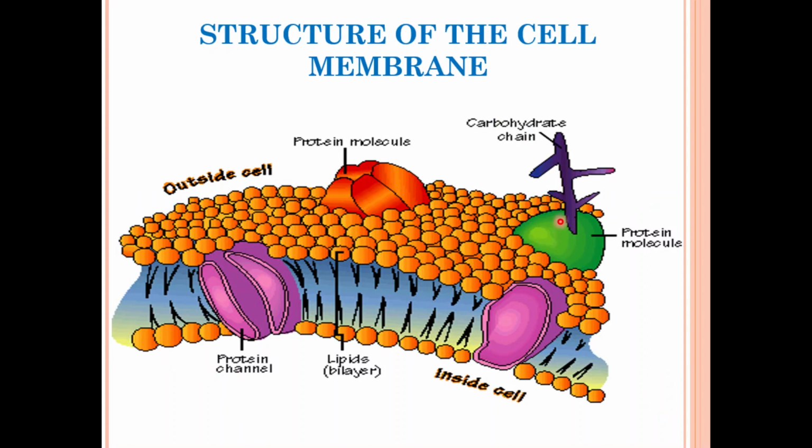Now structure of cell membrane. This is the fluid mosaic model, a colorful diagram. These are the protein molecules, and the purple color is the carbohydrate chain which is attached to this protein molecule on the outer surface of the plasma membrane. Then this is the lipid bilayer. This is the inside of the cell. This is the outermost environment of the cell.